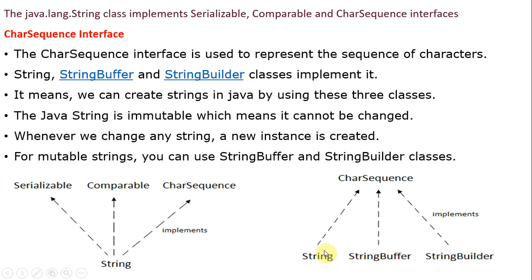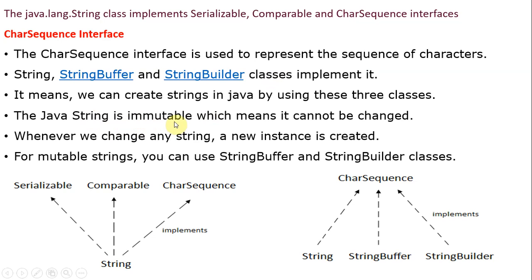What is that? String is immutable, whereas StringBuffer and StringBuilder are mutable. What is meant by immutable and mutable? String is immutable. Immutable means if you define it, you cannot change it, like a constant. Constant integer, constant float, like that. Constant string, so we cannot change the content of a string.